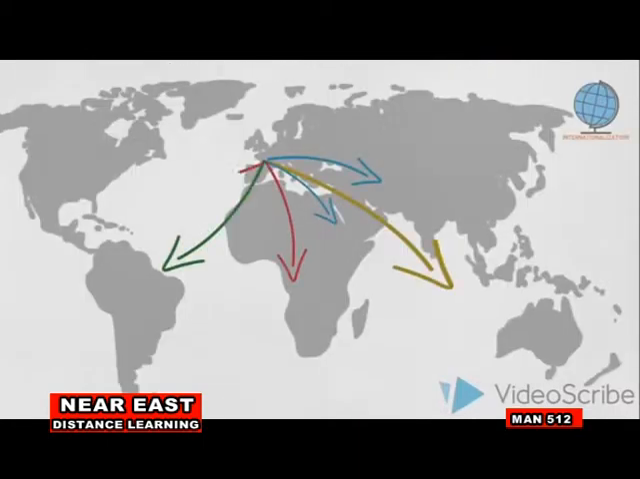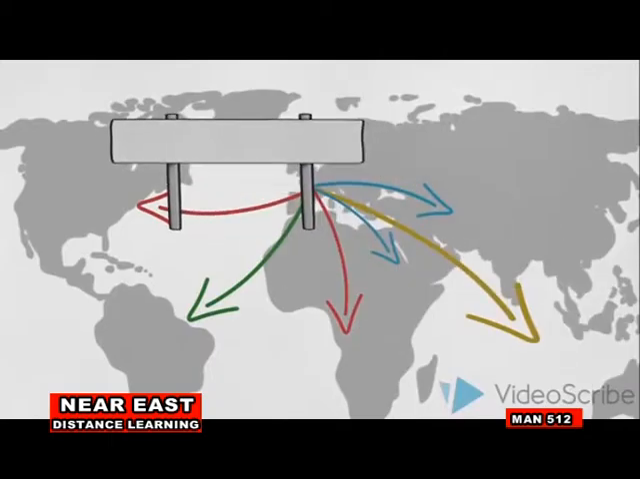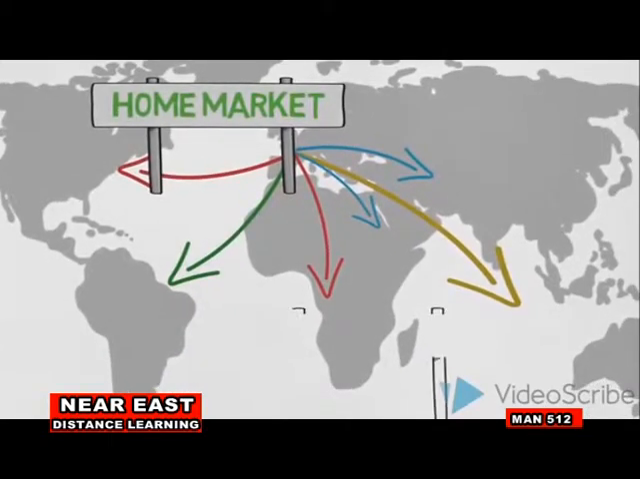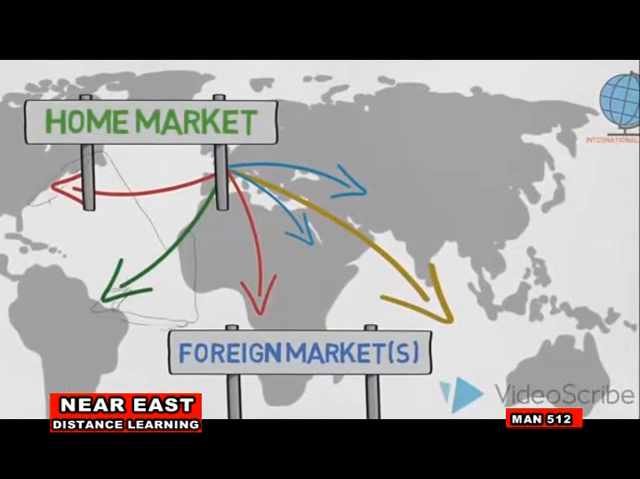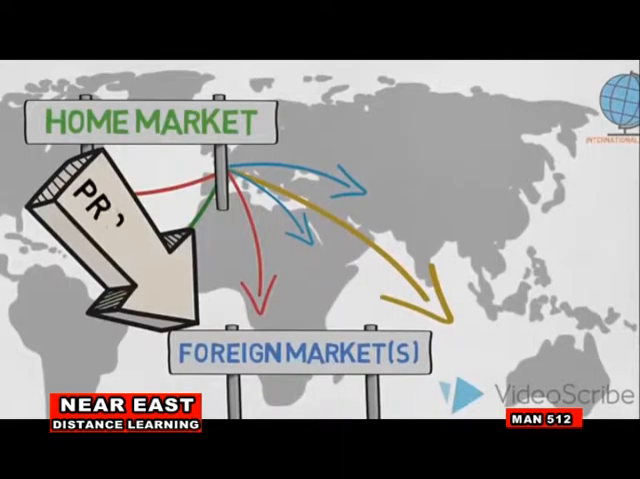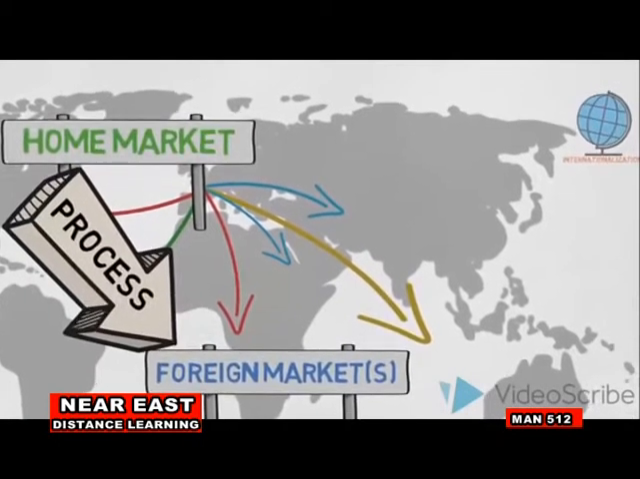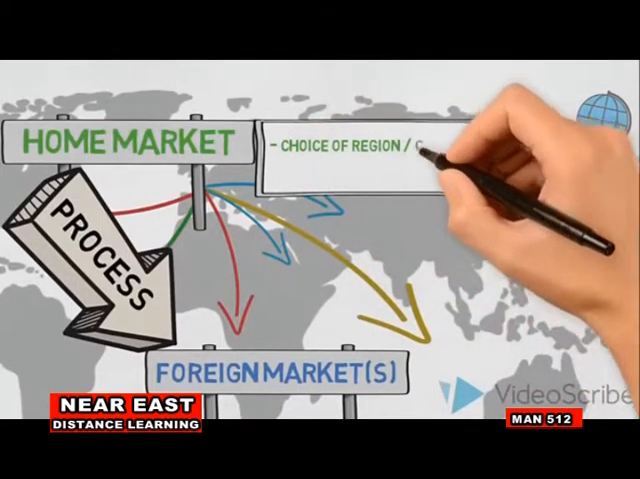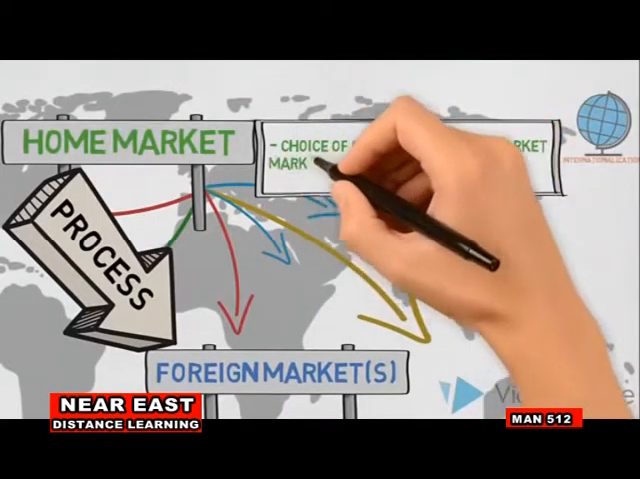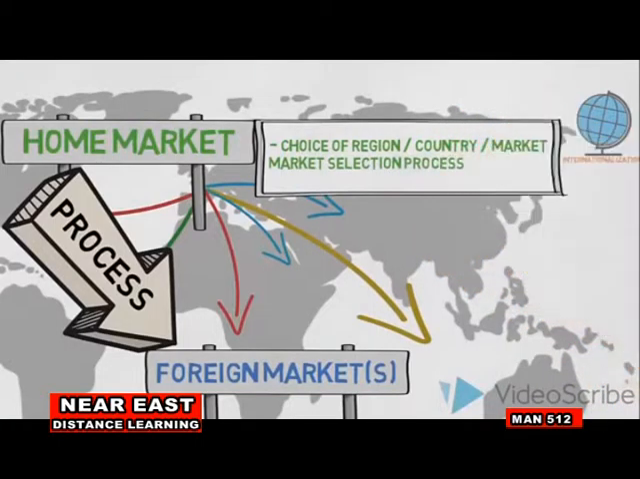When an organization goes from marketing their products and services only on their home market to also targeting one or several foreign markets in different countries or regions, we talk about an organization's internationalization process. The internationalization process starts with the choice of which foreign markets to target. We call this the market selection process.